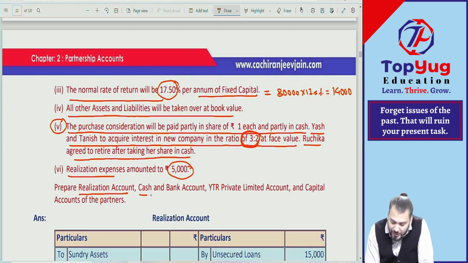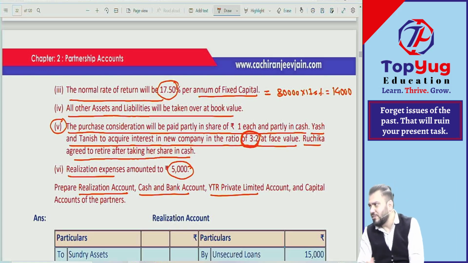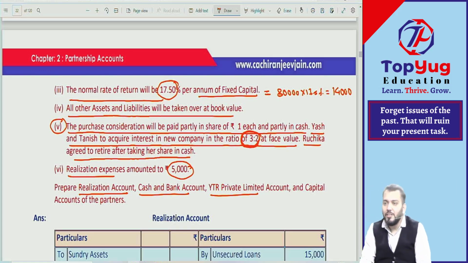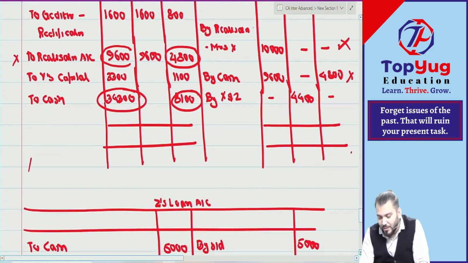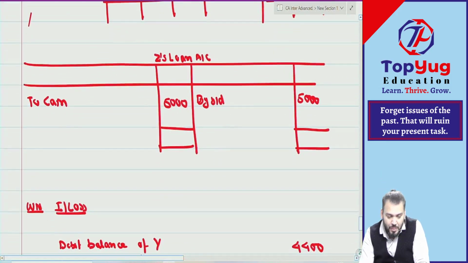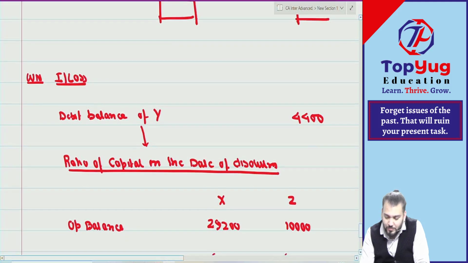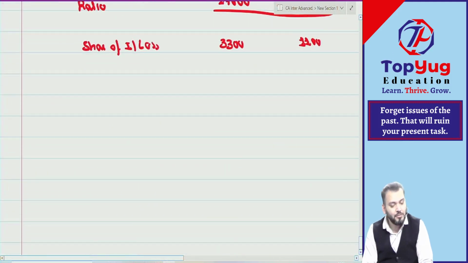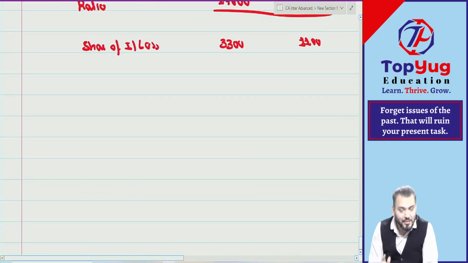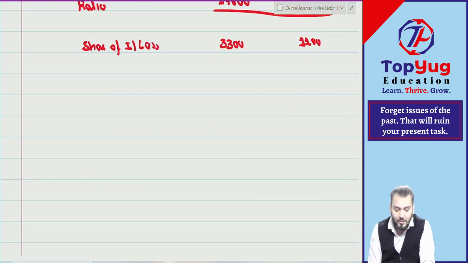Prepare realization account, cash and bank account, YTR and capital account. Means it is a question of what? Conversion of firm into a company. But they have not asked what? Balance sheet of the new company. Correct. Let's see, only one mistake you will do. Let's see what mistake you are doing. Only one mistake. I am doing this question only for that mistake.